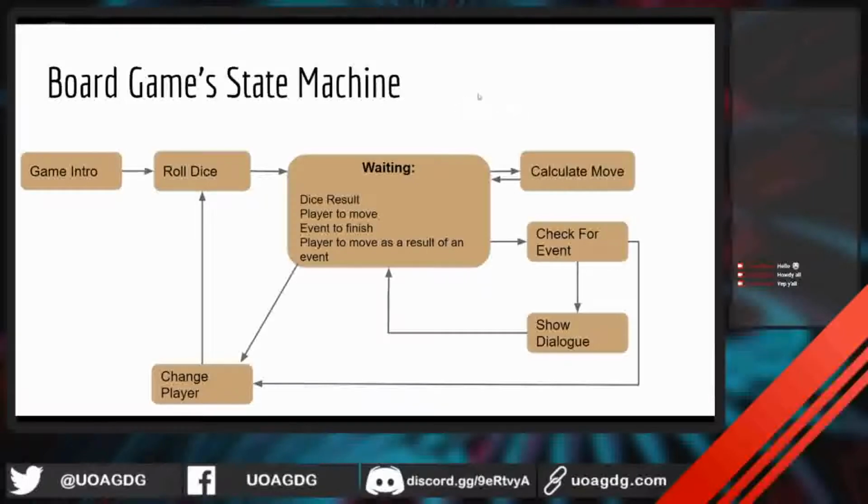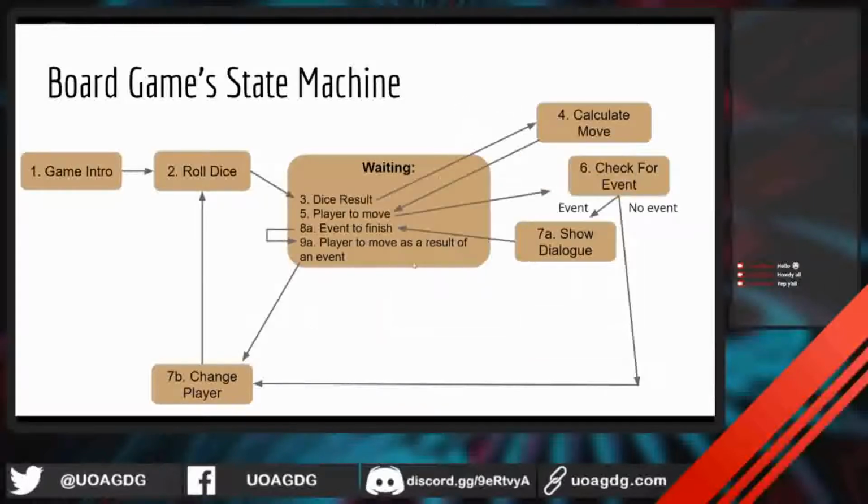That was a little bit quick, but slightly more detailed this time. So first, game intro, roll dice, dice result, grab that, chuck it to another function to calculate the moves. Player to move, check for event on that spot where it's moved to. If there's no event, change player. If there is an event, then show a dialogue, hence the buttons come in handy. Then the events to finish. So waiting for the event to actually finish.